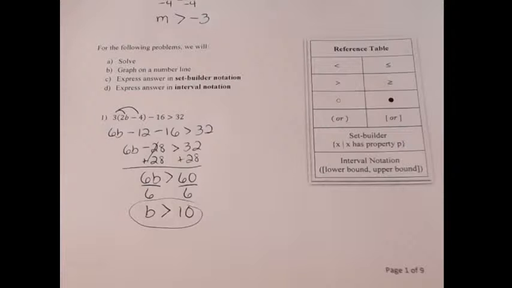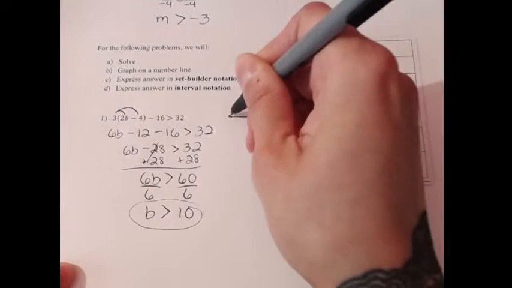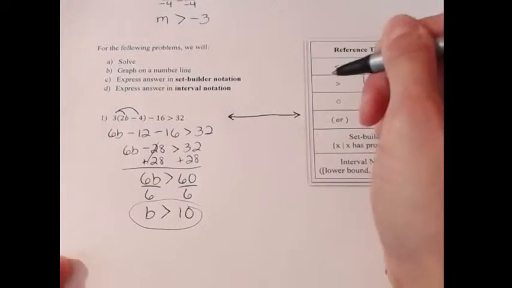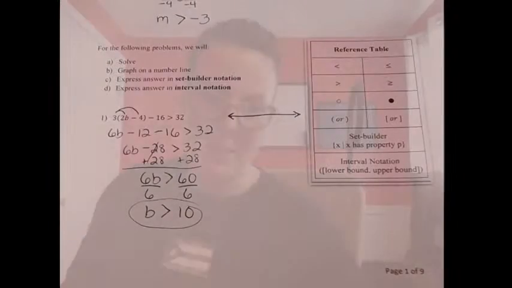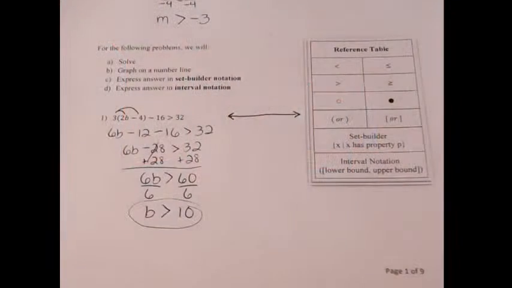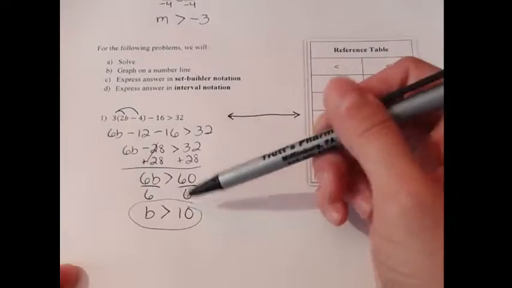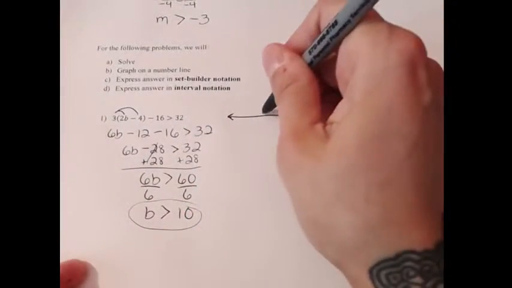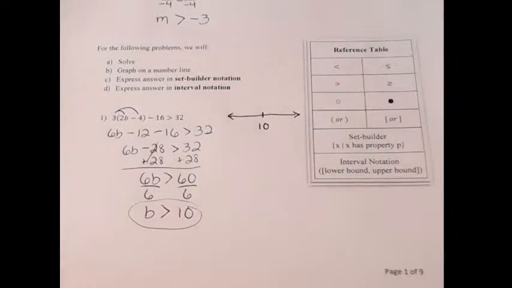The next thing we're going to do is graph this on a number line. So I'm going to go ahead and draw my number line here. Now what you're going to be surprised by is that I'm actually not going to write 0, 1, 2, 3, 4, 5, 6, 7, 8, 9, 10. No, what I'm actually going to do is note that b is greater than 10, so I'm going to shift the number line so that 10 is right in the middle. Okay.